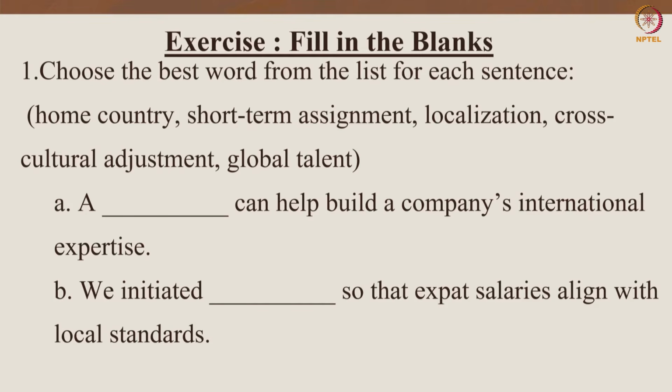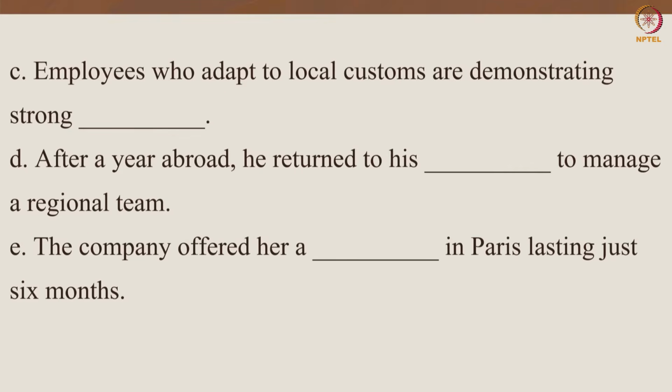Now let's look at some exercises. Fill in the blanks. Choose the best word given here from the list for each sentence. Your terms are home country, short-term assignment, localization, cross-cultural adjustment, global talent. A. Dash can help build a company's international expertise. B. We initiated dash so that expat salaries align with local standards.